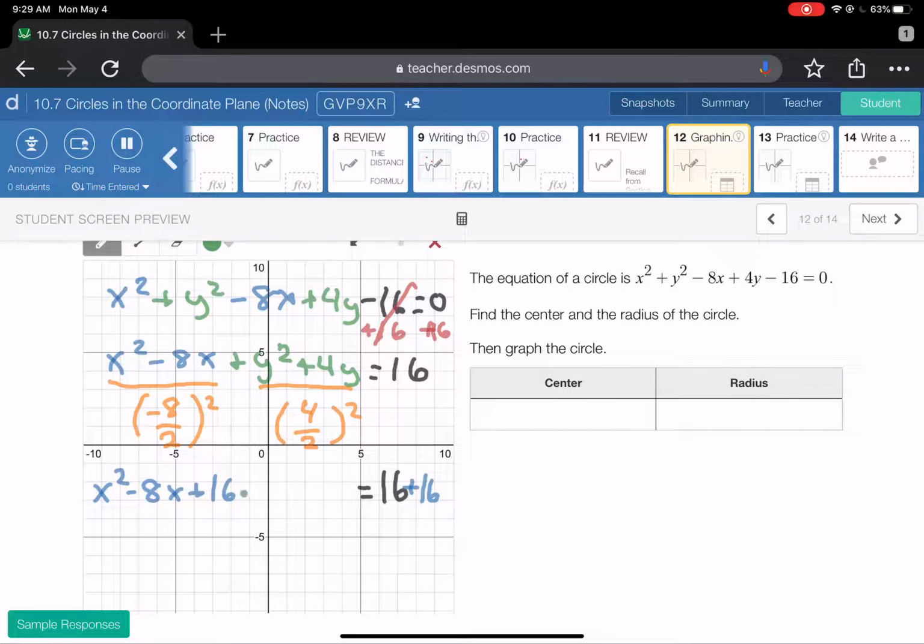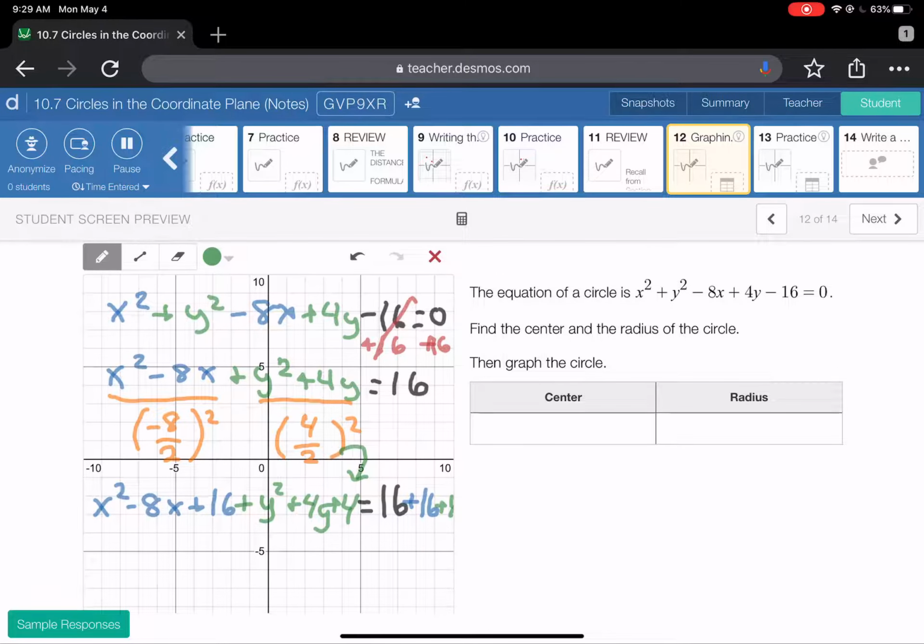Okay, next, I'm going to do the y part of the equation. So y squared plus 4y. And then I'm going to complete the square. So this is going to give me the last number there. 4 divided by 2 is 2. 2 to the power of 2 is 4. So I'm going to add a 4. And because I added a 4 to the left side, I'm also going to add a 4 to the right side.